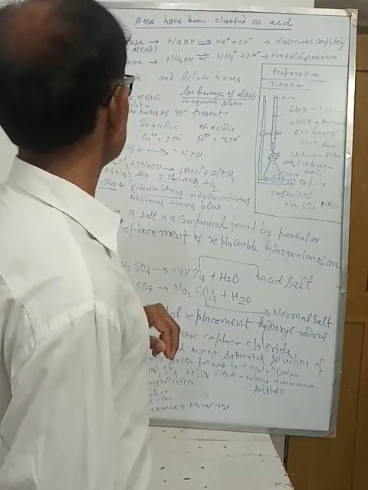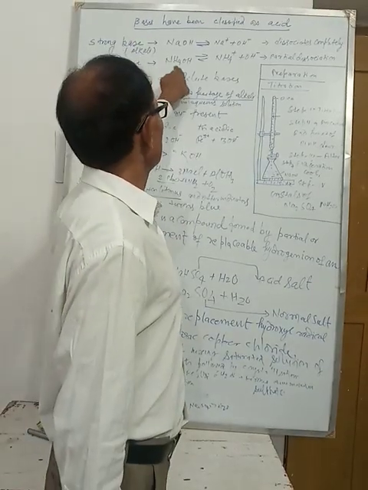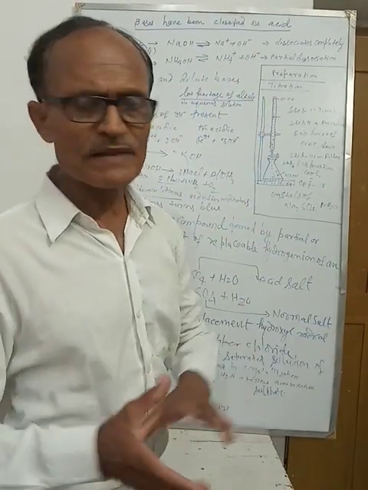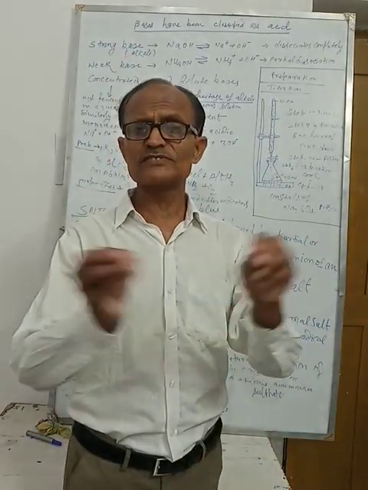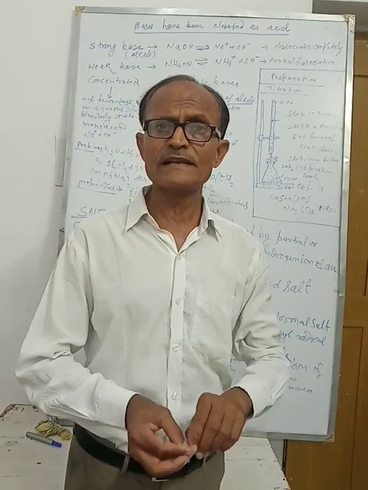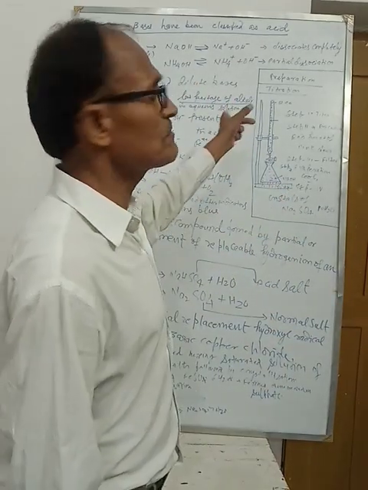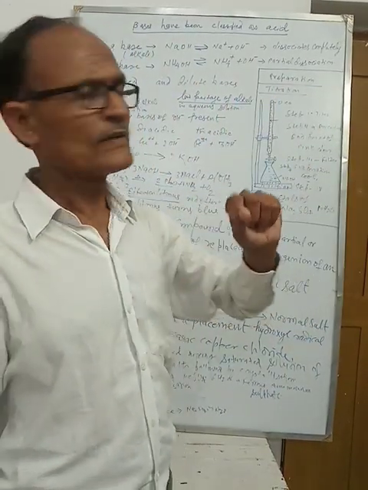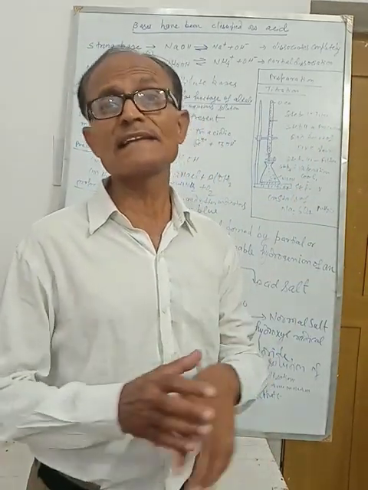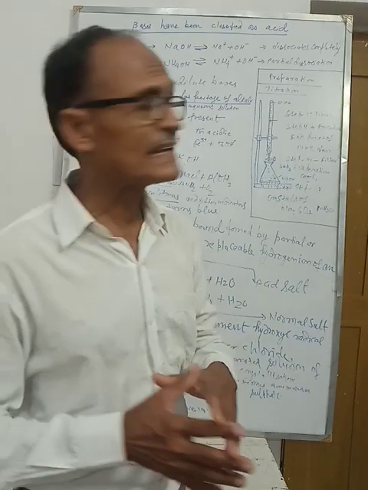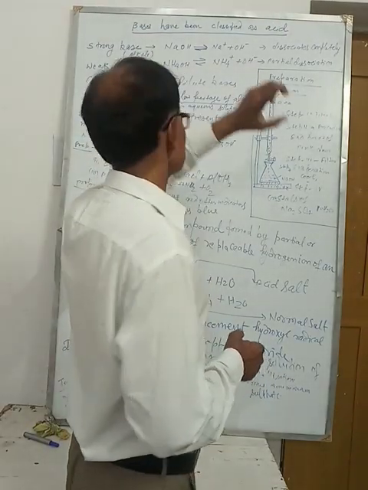Weak base is also there. When you dissolve ammonium hydroxide, which is a weak base, we find that out of 100 molecules, very few molecules dissociate into hydroxyl ion and ammonium ion. So the number of hydroxyl ions in ammonium hydroxide is very less, and we classify it as a weak base.